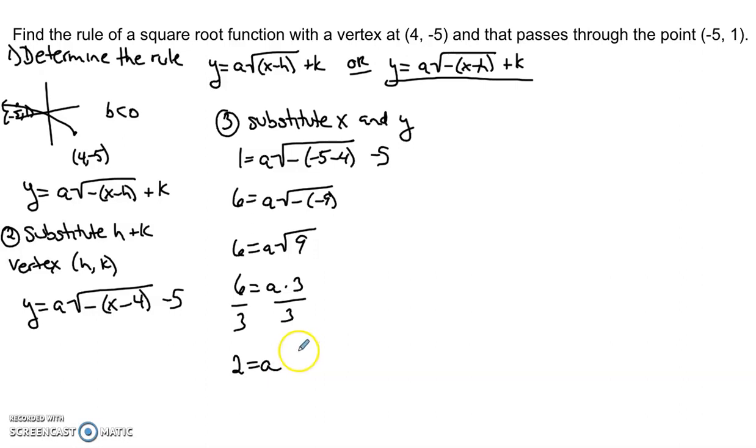Now that we know a, we can substitute a back into this function here where we had h and k, but not x and y, and we'll have the rule for our function. So what we're left with is y equals, a is 2, times the square root of negative x minus 4, minus 5. So I hope that helps you find the rule of a square root function if you're given the vertex and a single point.